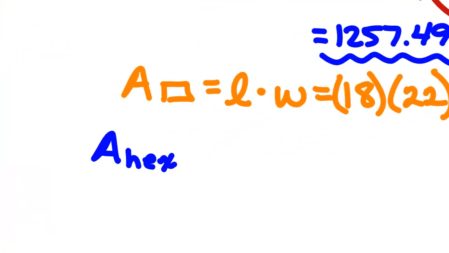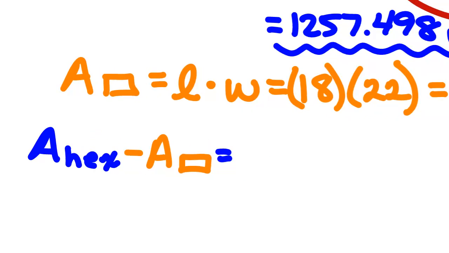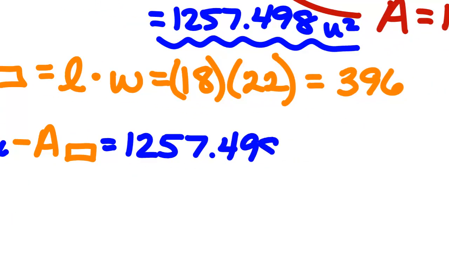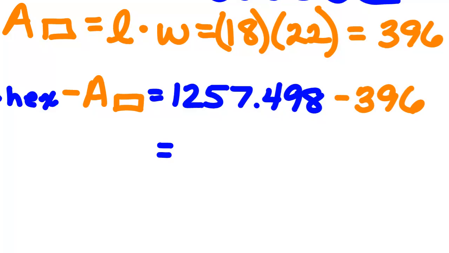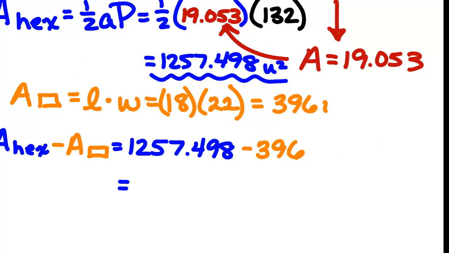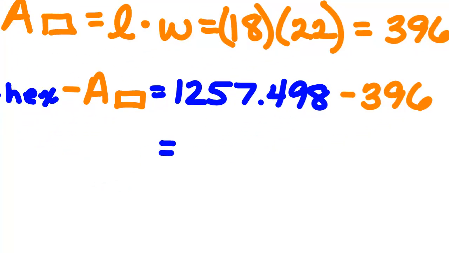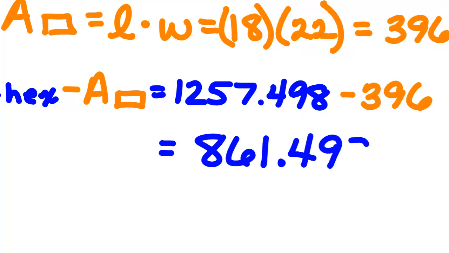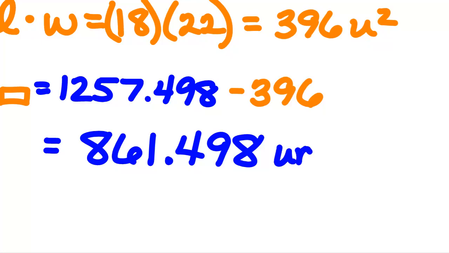All right, let's put this together then. The area of the hexagon minus the area of the rectangle is going to be 1257.498 minus 396. What do we get when we subtract those? 861.498 units squared.